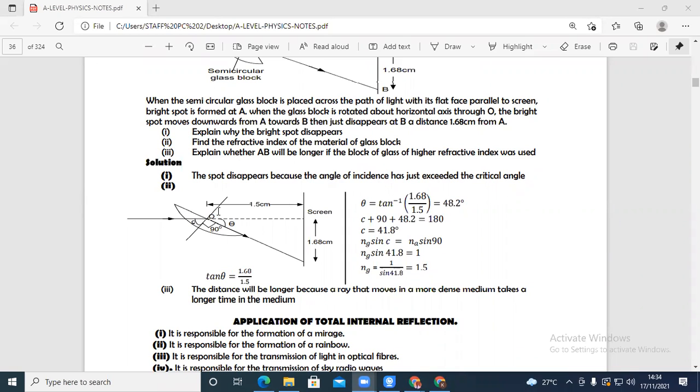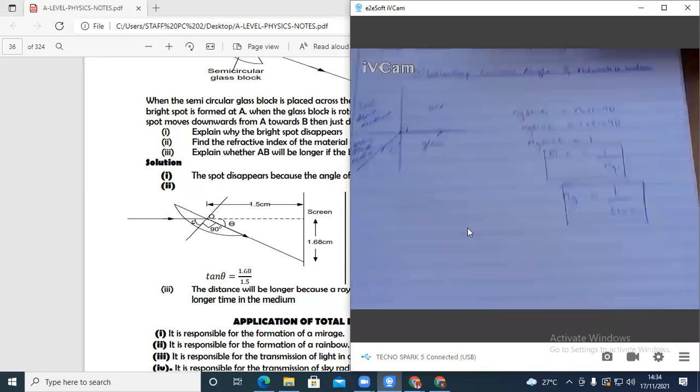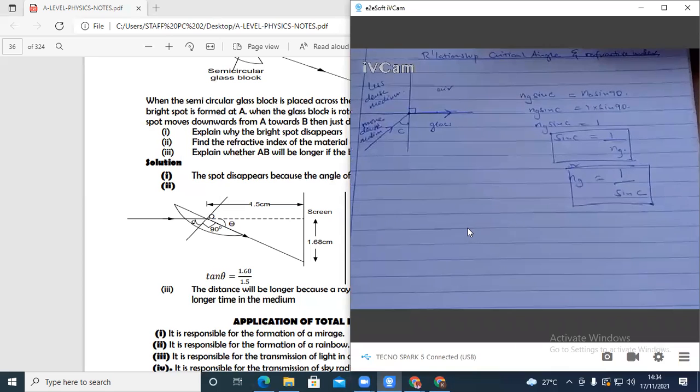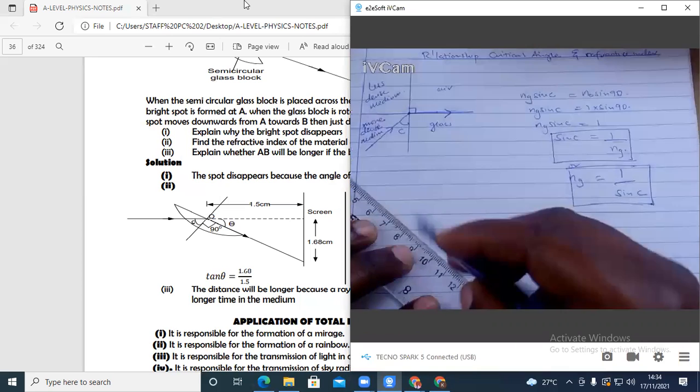So the reason why it disappears is because the angle of incidence exceeds the critical angle and total internal reflection takes place. Then find the refractive index of the material of the glass block. So that's what they're asking. What is the refractive index of the material of the glass block? To be very genuine, we can draw that diagram and see if we can find that. So I'll draw this.